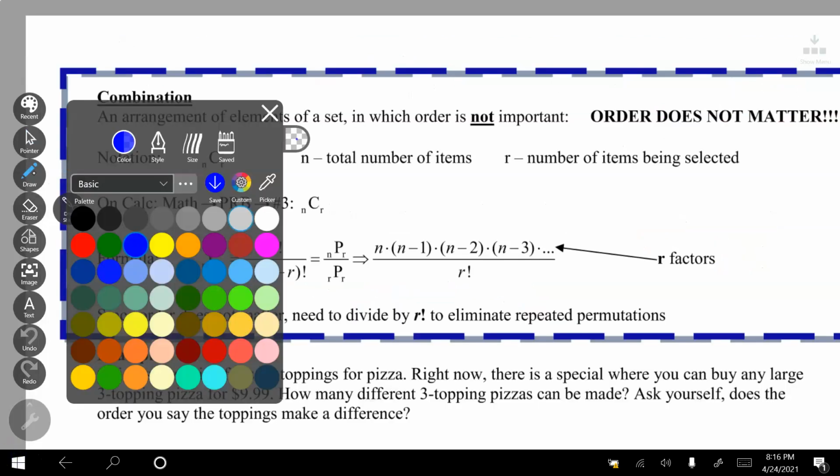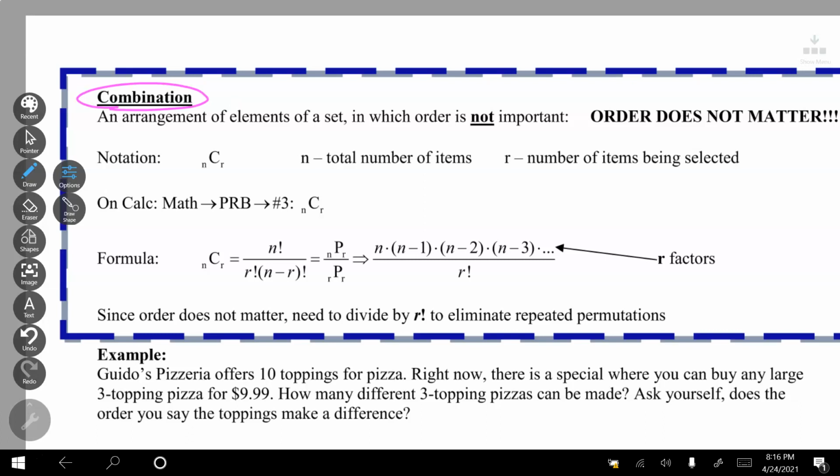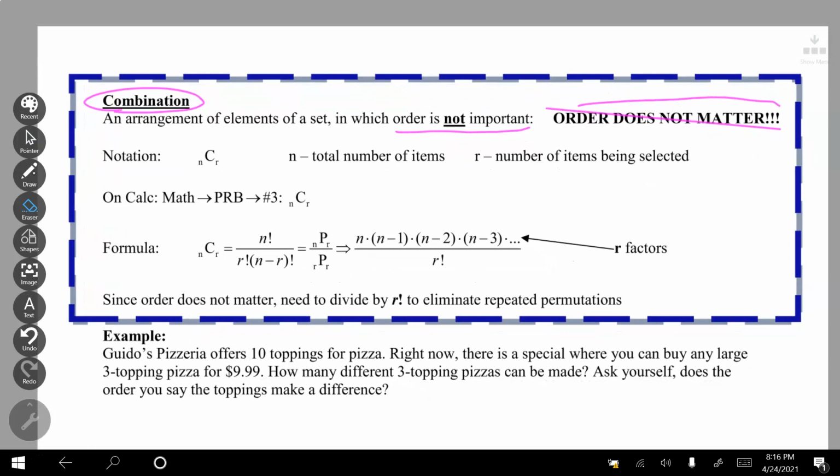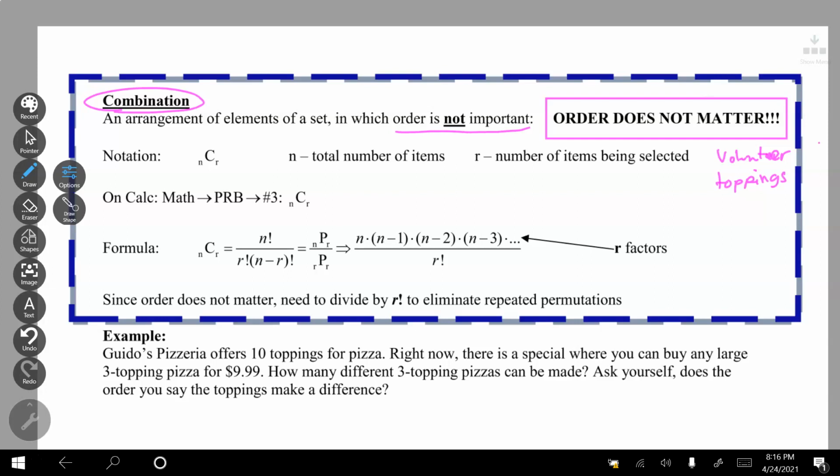Combination is the idea that it's an arrangement where order is not important. Order does not matter. Ooh, that's terrible. Let me fix that. Erase everything. Order does not matter, such as if you had volunteers, or we're going to learn when we put toppings or condiments on something. I'm sorry, putting ketchup and mustard on a burger is the same thing as putting mustard and ketchup. Just because I said in reverse order doesn't make it any different.